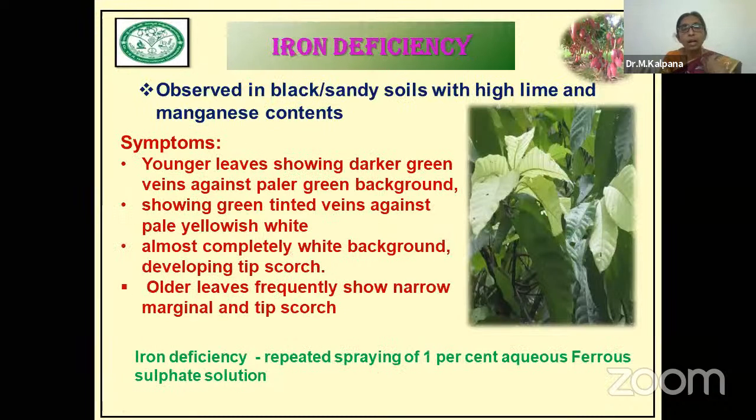Coming to iron deficiency, younger leaves show dark green veins against a paler green background, with whitish tip scorching. Older leaves frequently show narrow marginal and tip scorch. We have to go for a 1% aqueous ferrous sulfate spray, repeated 2 to 3 times in a year when the symptom is observed in the field.